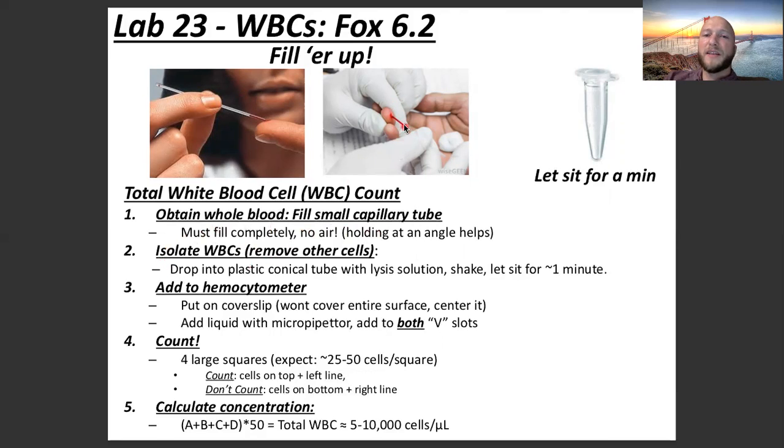We are then going to take that capillary tube and put it in a tube that looks just like this. This tube contains a solution that is going to lyse every cell but white blood cells. So red blood cells get lysed, you don't see them anymore. We're going to shake it, let it sit for a minute, and get all of the liquid out of the capillary tube. We are then going to use the hemocytometer. Now you should know this word from our last lab: hemo, blood, cyto, cell, meter, counter, so a blood cell counter.